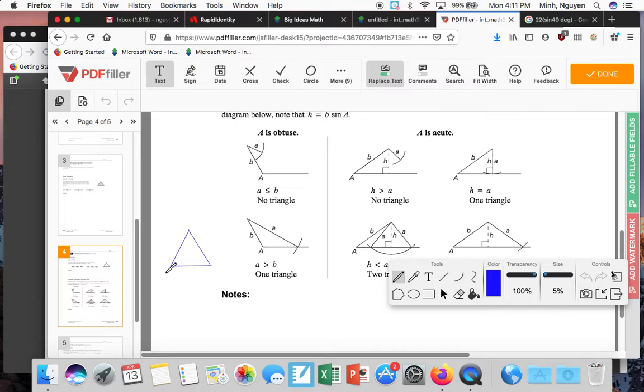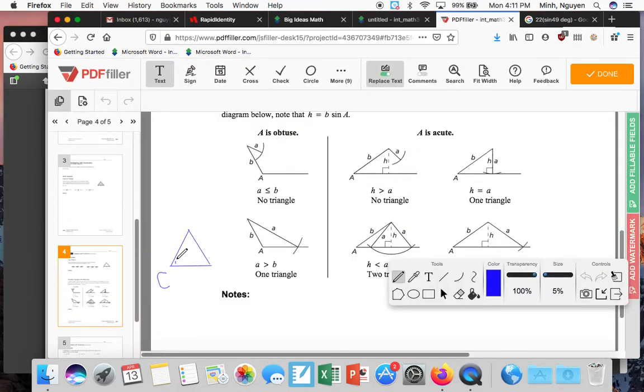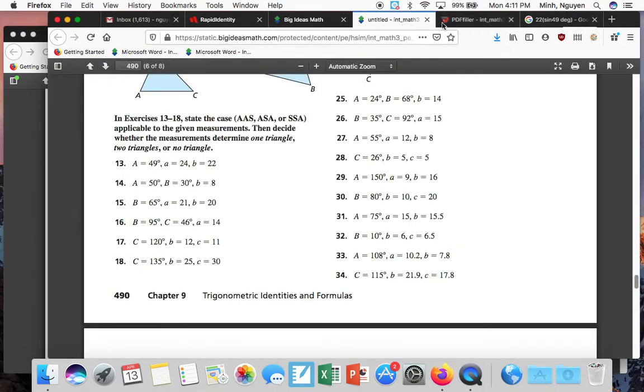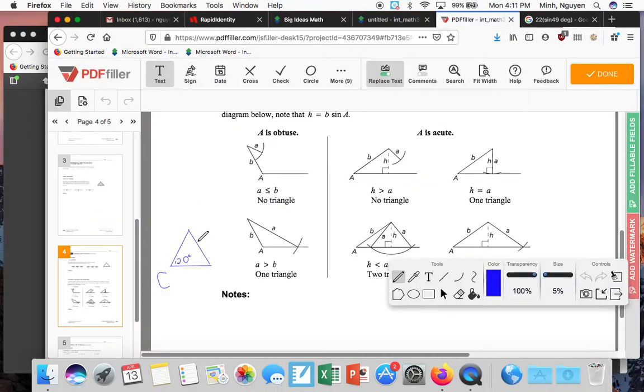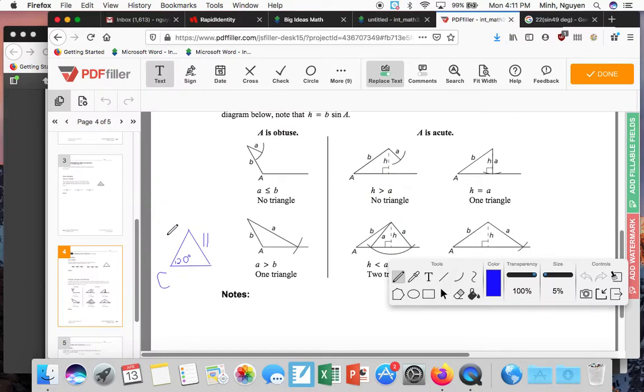So I'll say angle C is 120. See, this is not obtuse at all. I'm just drawing it, just have a drawing. Across from angle C is side C, which is 11. And I have B, which is 12. I could put the 12 here, or I could put the 12 there. It doesn't matter. I guess I'll switch it up.